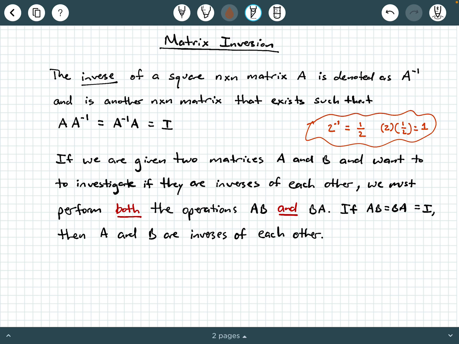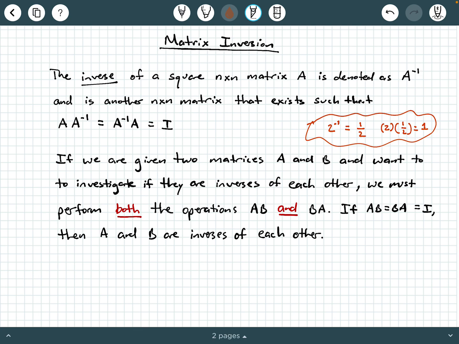So again, to investigate if two matrices are inverses of each other, you have to check both types of multiplication, A times B and B times A. And if they're equal to one another and equal to the identity matrix, then sure enough, A and B are inverses of each other. Remember, it's not enough just to check one of these products. It's also not enough for AB to equal BA. You've got to check both of the products. They have to be equal, and they both better equal the identity matrix. And if that's the case, then A and B will be inverses of each other.